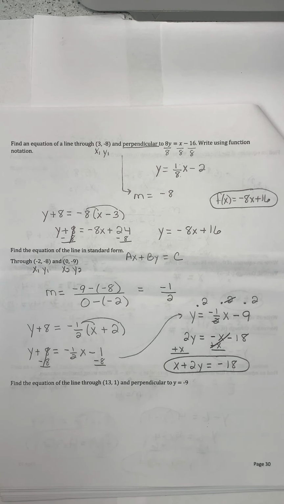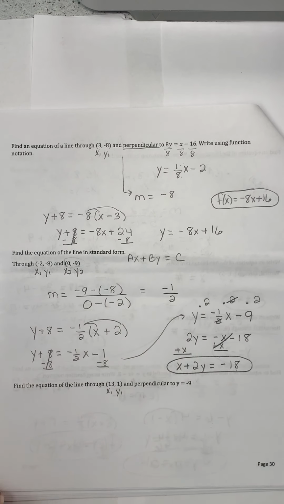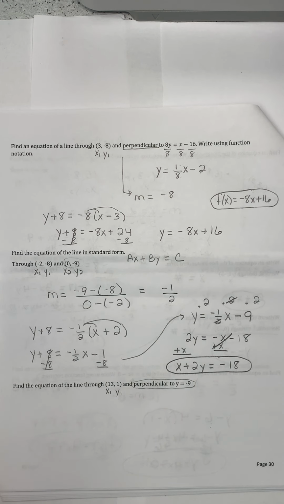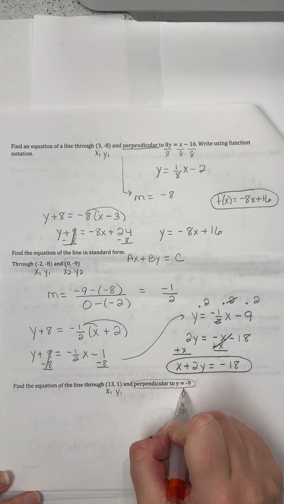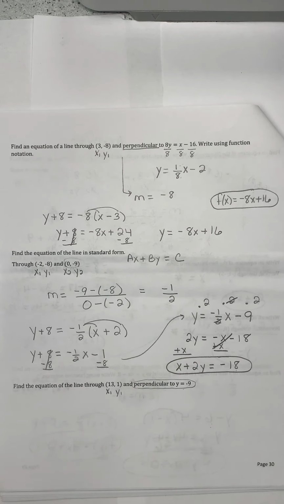Okay, very last problem. This is a trick question. Find the equation of the line through (13, 1). So here's x1, here's y1, and perpendicular to y equals negative 9. Well, gosh, how can I be perpendicular to something when I don't know its slope? So I can't take the slope and flip it and change the sign.